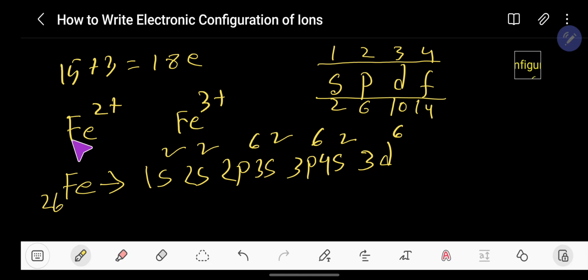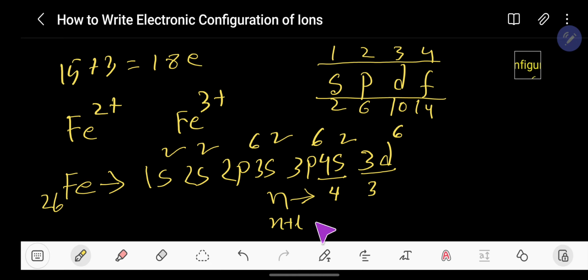So to write the electron configuration of iron 2+, we need to remove 2 electrons from this. So how do we remove 2 electrons from the neutral atom? Electrons will go from the highest value of n. The highest value of n for 4s equals 4. The highest value of n for this subshell equals 3.